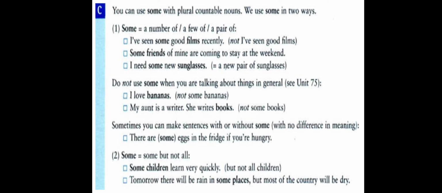Number two, some but not all. Some here is used for limitation, to limit the number. Some children learn very quickly. We don't speak about all children. We speak about a part of the children, some of the children. So we say some children learn very quickly, not all children.